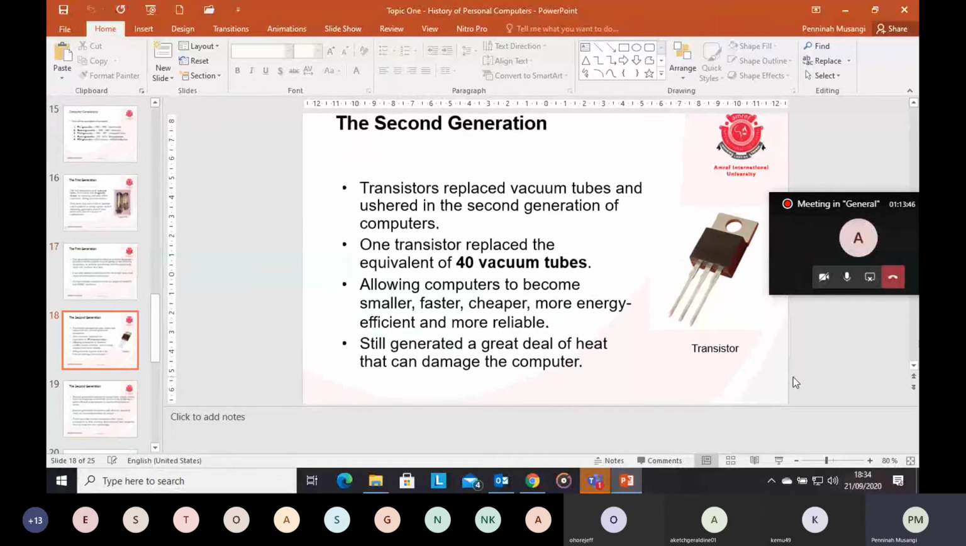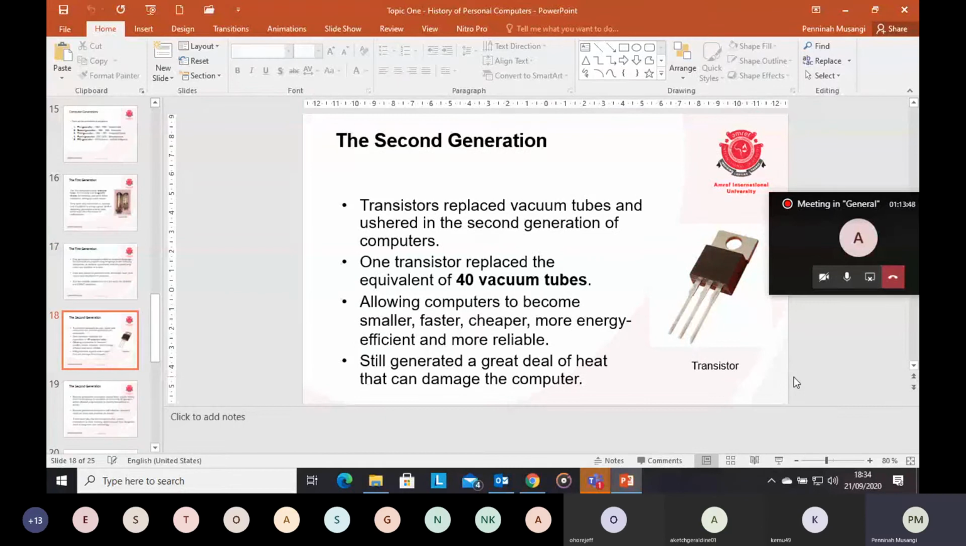Now moving on to the second generation of computers. In the second generation, transistors, this is an image of a transistor, replaced the vacuum tubes. So for circuitry or power transmission within the computer, second generation computers were using transistors. It is said that one transistor replaced an equivalent of 40 vacuum tubes. So remember the 18,000 vacuum tubes divided by 40, you get the number of transistors now being used in the second generation.